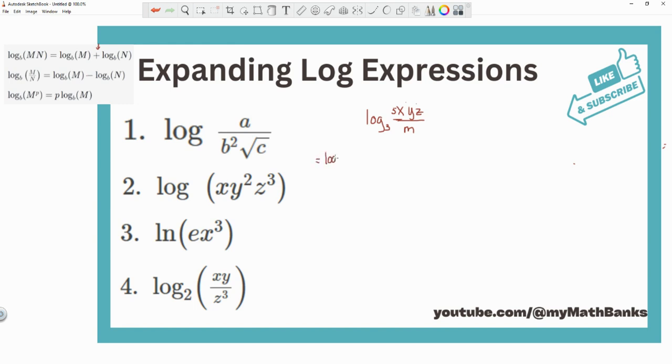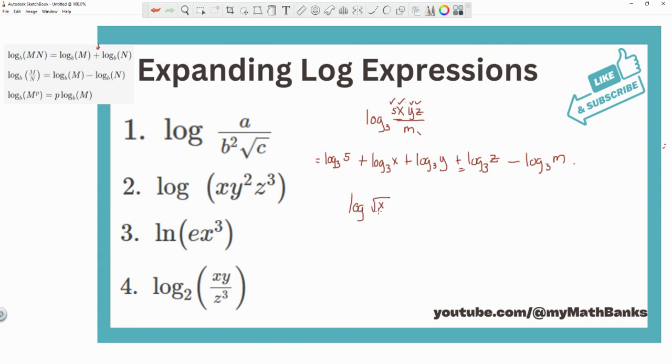So I'm going to do a log 3, 5. That's the first one. And then x is also in the numerator, so I'm going to say plus log 3 x, that's done, plus log 3 y plus log 3 z. Okay, so that's all four on the numerator. But then I have a denominator, so instead of a plus, I'm going to have a minus log 3 m. Okay, that's simple, really.